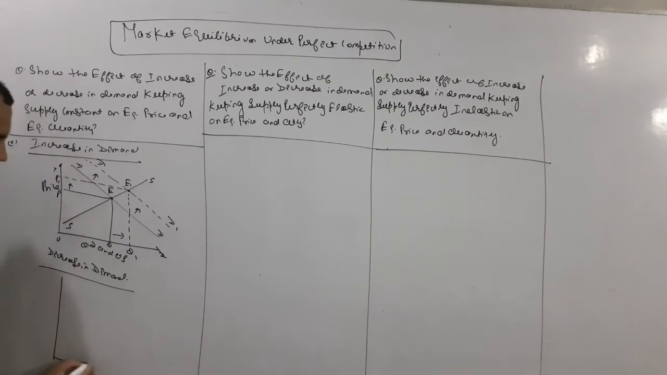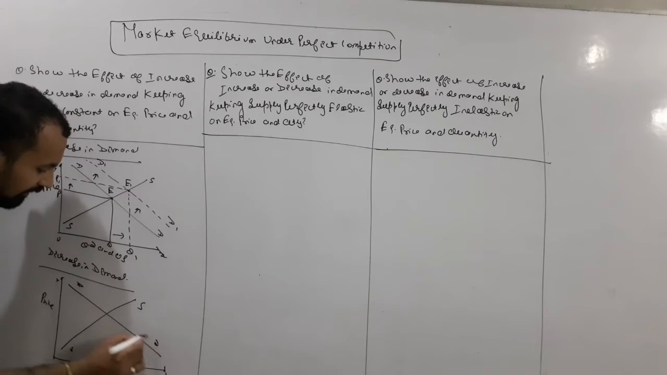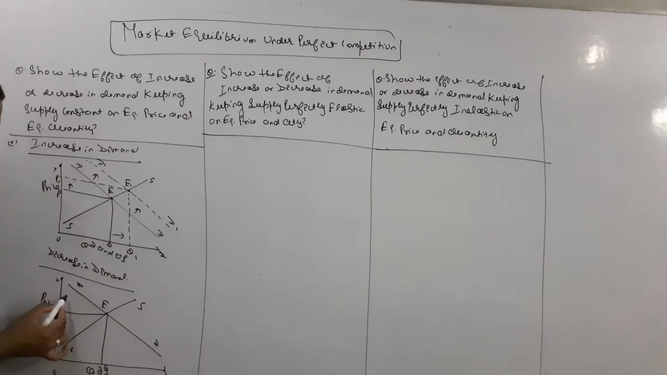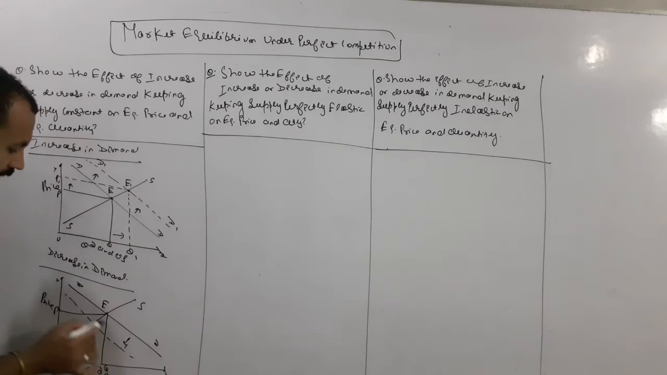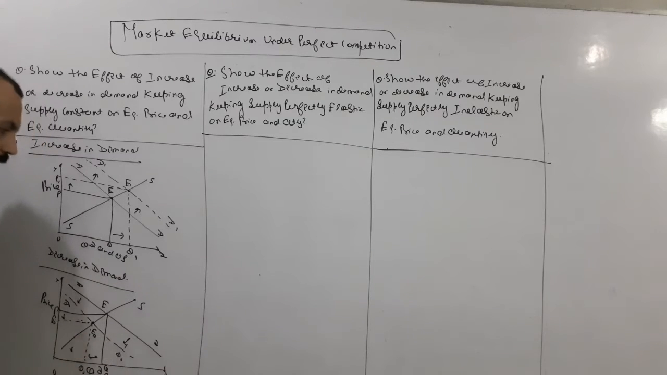In the same manner, we prepare the same diagram again: price, quantity demanded and quantity supplied. This is the supply curve, this is the demand curve, this is the point of equilibrium, this is the equilibrium quantity and this is the equilibrium price. This is the decrease in demand. Decrease in demand means a leftward shift from DD to D0, D0. This is the new point of equilibrium, E0, at which equilibrium price reduces from OP to OP0 and equilibrium quantity reduces from OQ to OQ0.